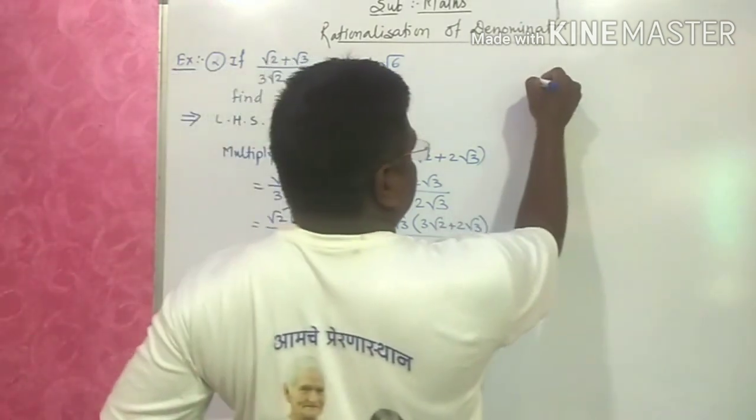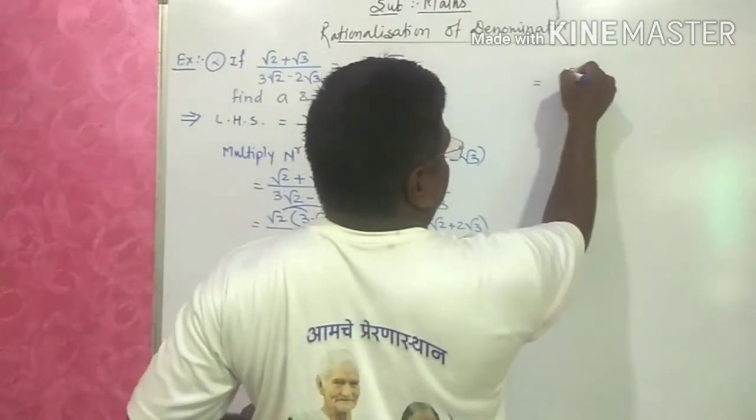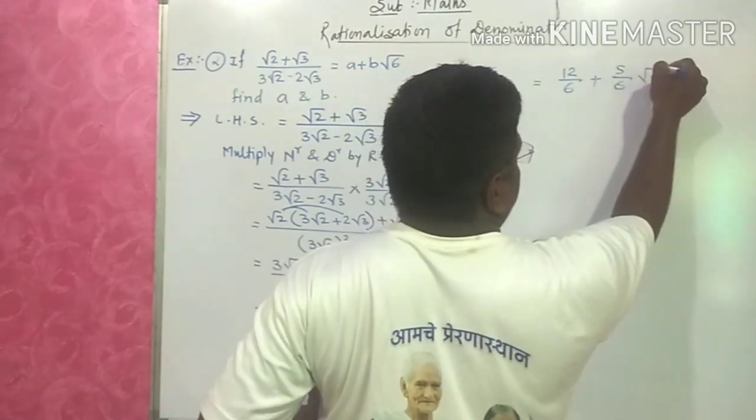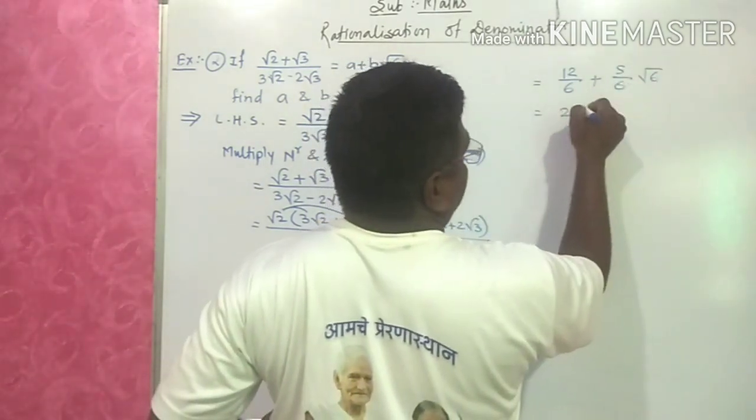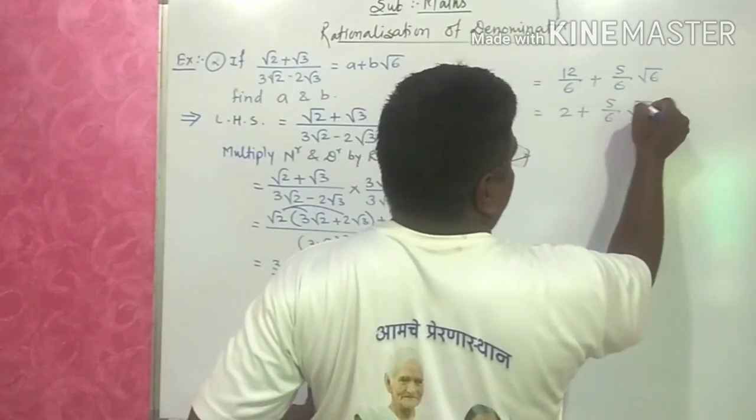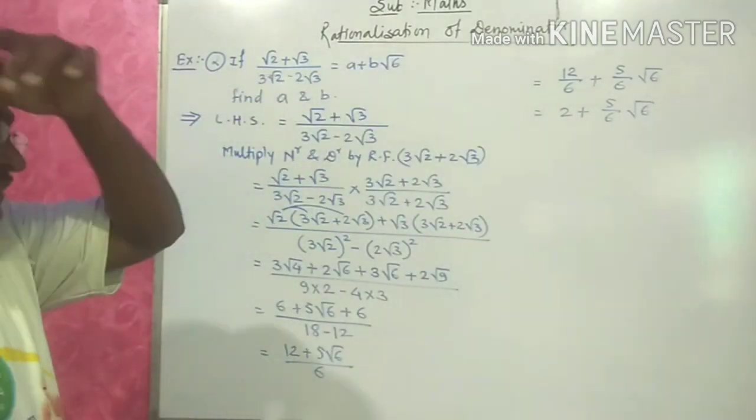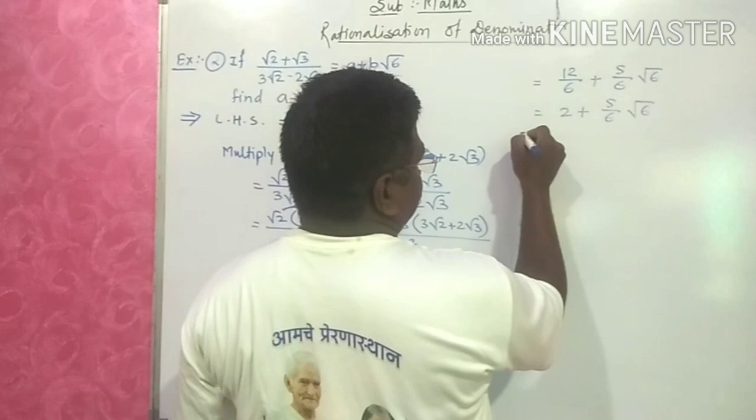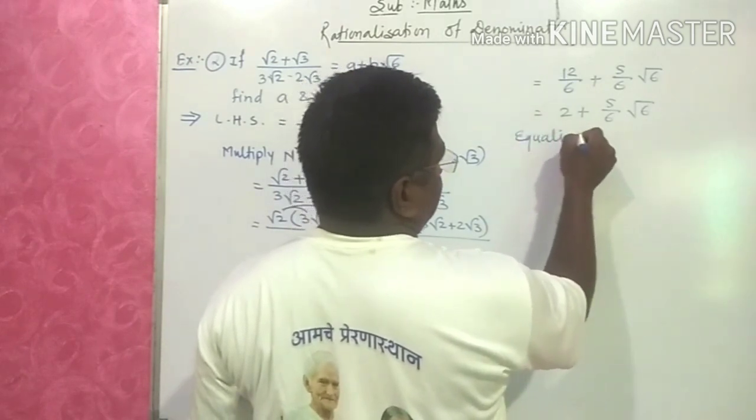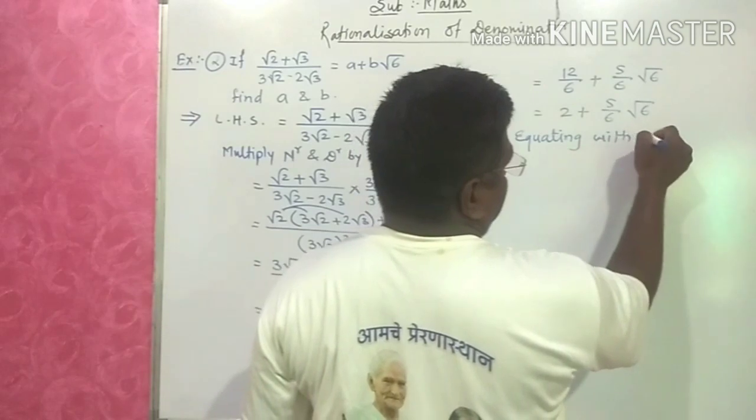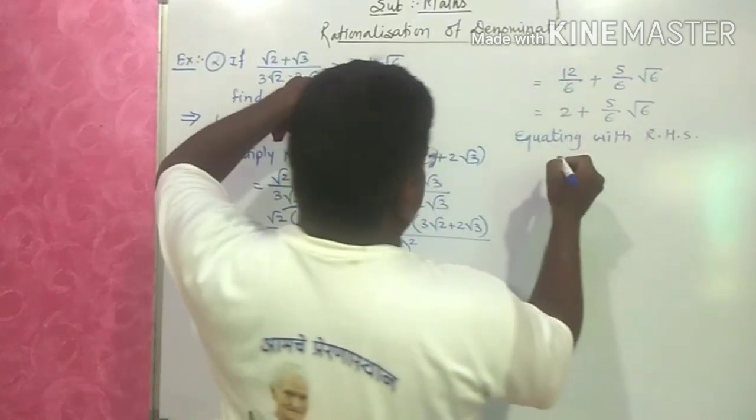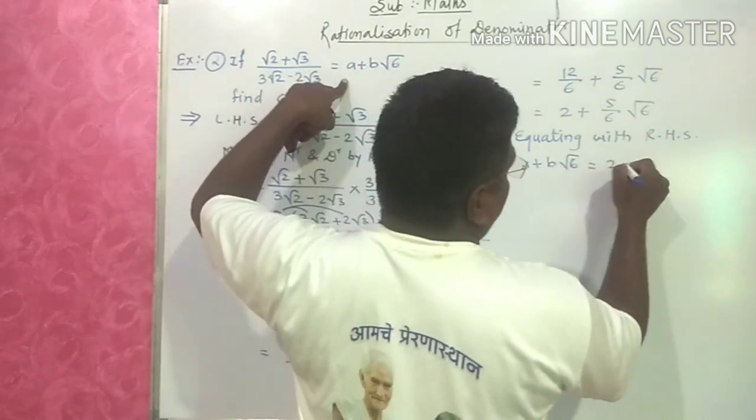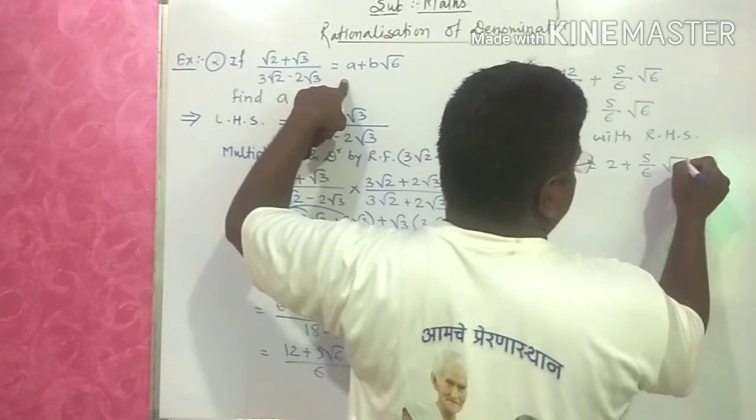So what is the answer? 12 by 6 plus 5 by 6 root 6. So 2 plus 5 by 6 root 6. Got it, students? Now compare with right hand side, equating with RHS. What is RHS? a plus b root 6. So here what will we get? 2 plus 5 by 6 root 6.